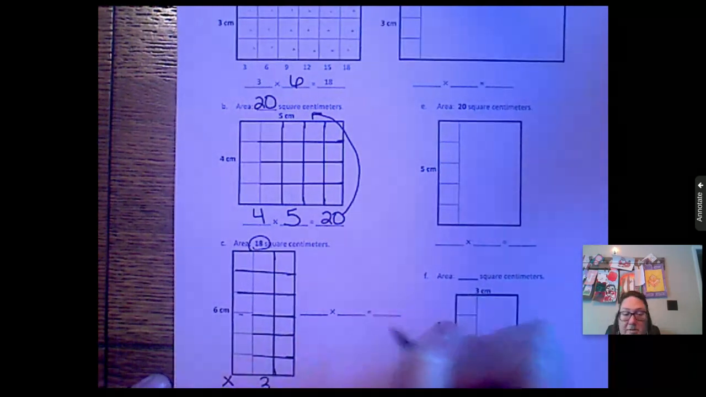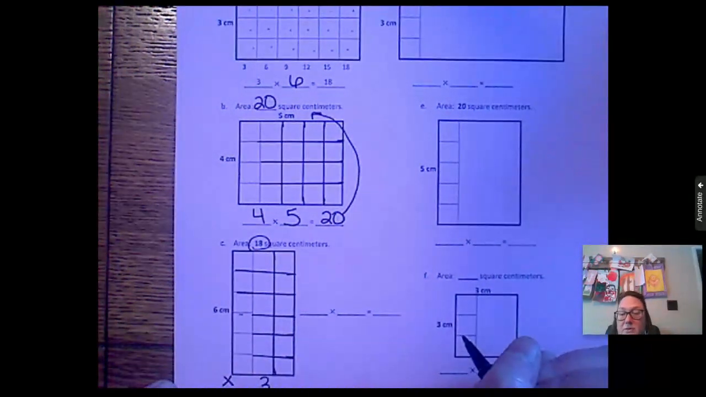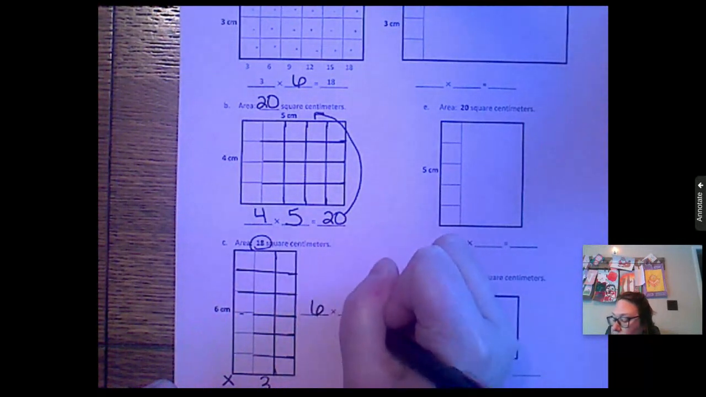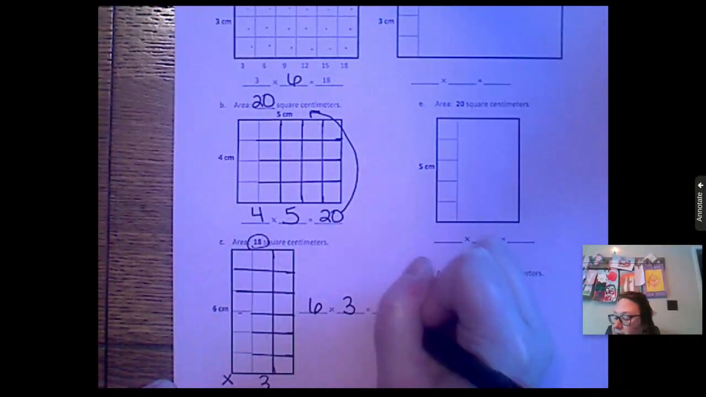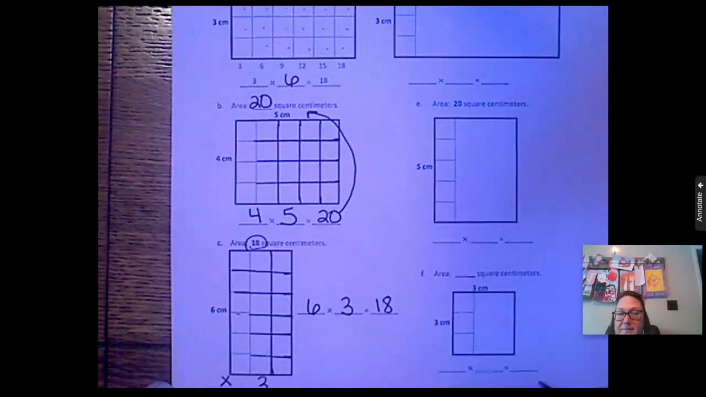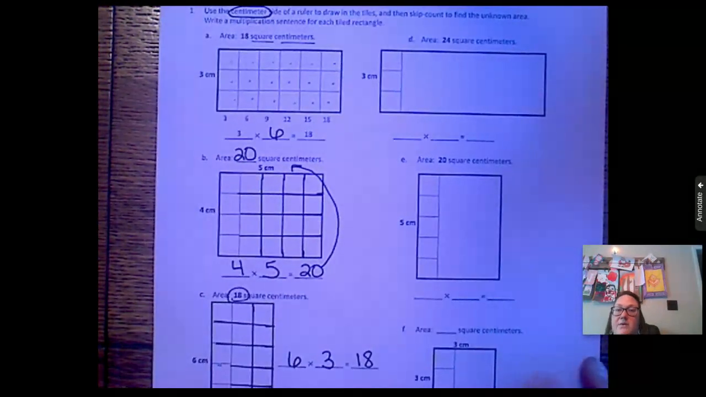So then what would my number sentence there be? If there's 6 rows and there's 3 in each row, my number sentence would be 6 times 3. And it already gave us the area, or the answer there, which would be 18. How'd you do there? Okay, let's go ahead and take a look at D.